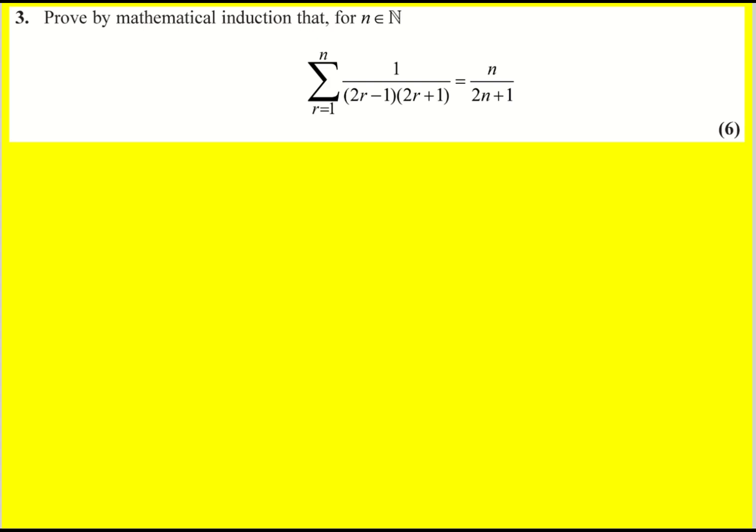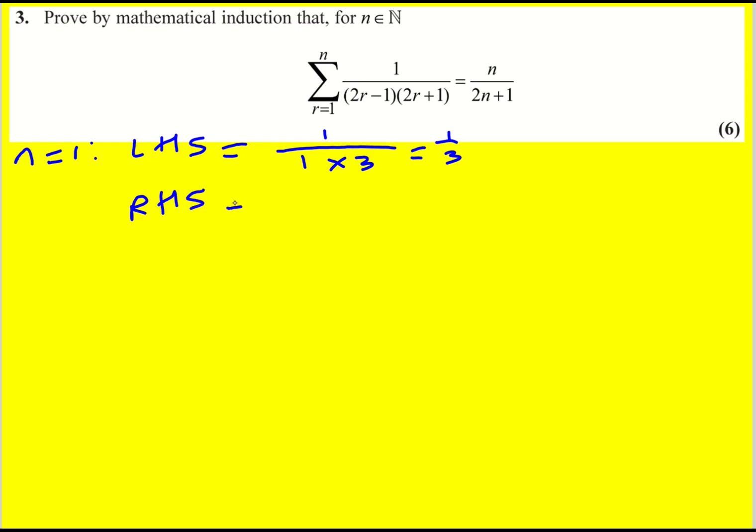Proved by mathematical induction, this formula here. So first up, let's look at n equals 1. The left-hand side will just be, well, we can get rid of the summation sign. It's just going to be 1 over 2 times 1 minus 1, which is just 1, and then 2 times 1 plus 1, that's going to be 3. So we're going to get a third.